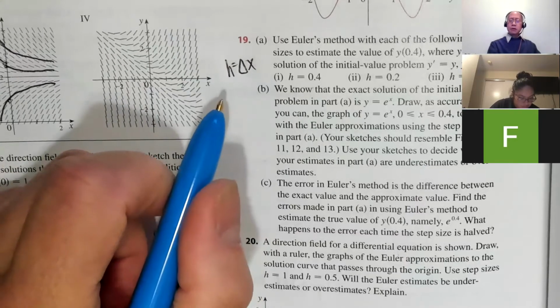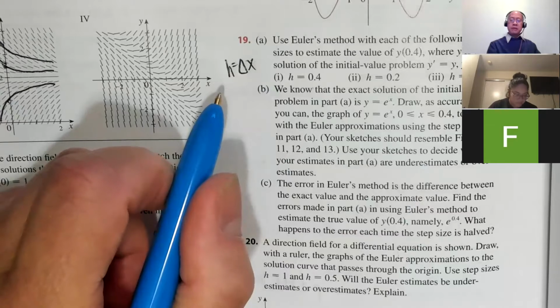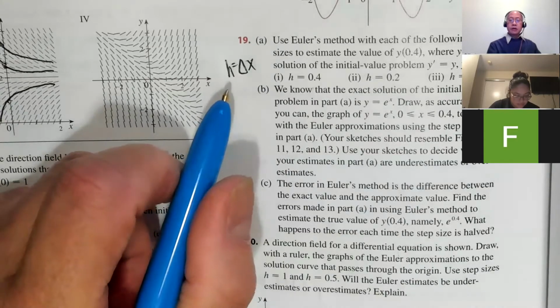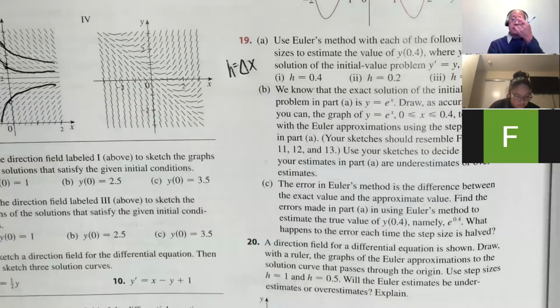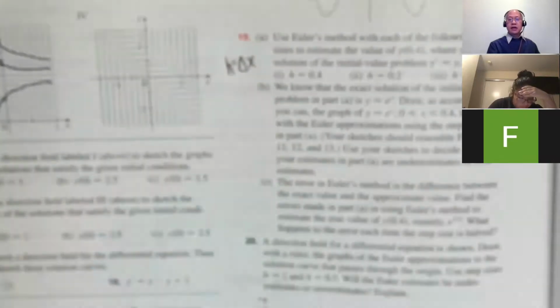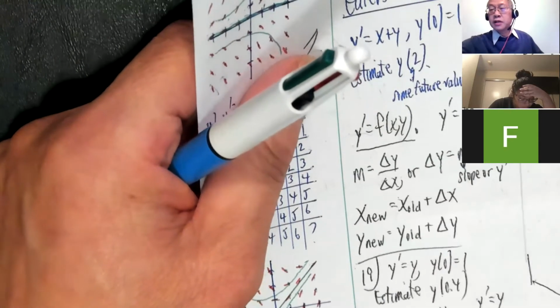In Calc 1, when you were doing the definition of the derivative, limit as h approaches 0 of f of x plus h minus f of x, all over h, right? Well, h is really a delta x. It's a tiny little change in x. So this is delta x. That's delta x. That's delta x. Okay. So now let me give you my version of the introduction to this stuff.